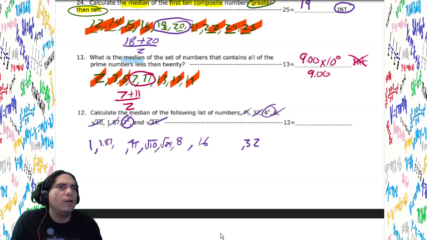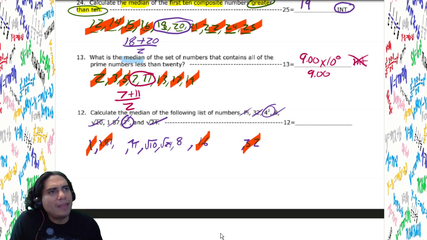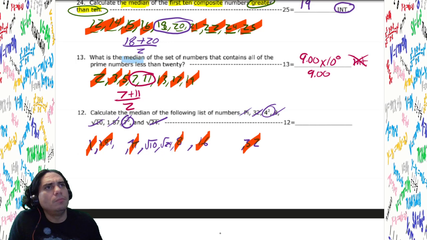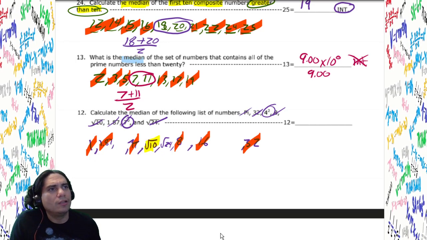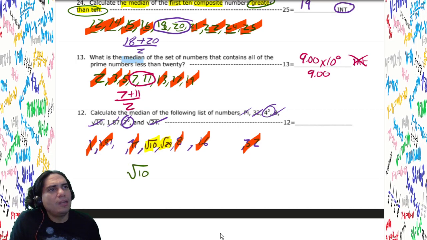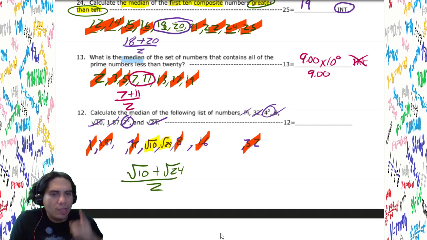Let's go ahead and do our endpoints. That one, that one. That one, that one. That one, that one. And now we have two numbers in the middle. Two numbers. These two numbers right there. Those two. So what are we going to do with those two? We're going to do square root of 10 plus square root of 24 divided by 2. And that's how we can get our answer.